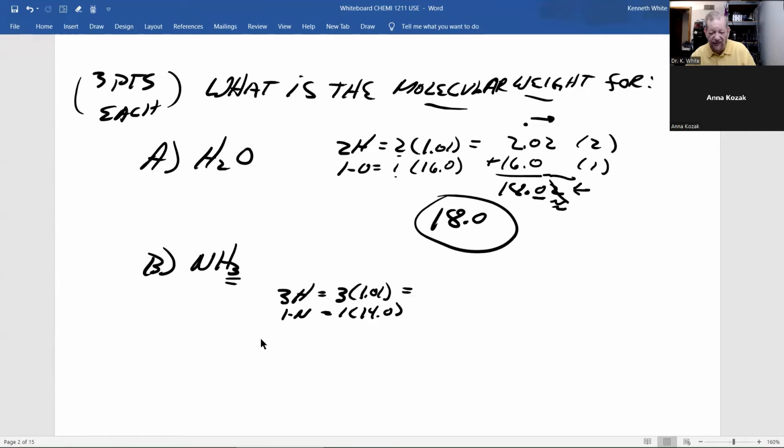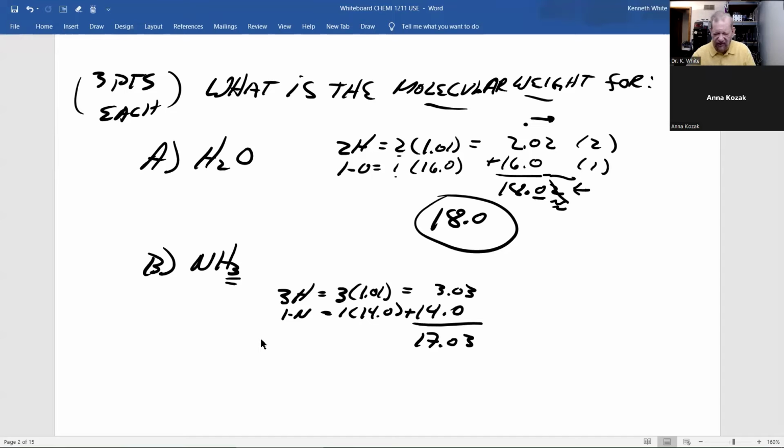We multiply 3 times 1.01, and 1 times 14.0. You add them together because it's the sum of all atomic weights, and you get 17.03. We're not done yet.